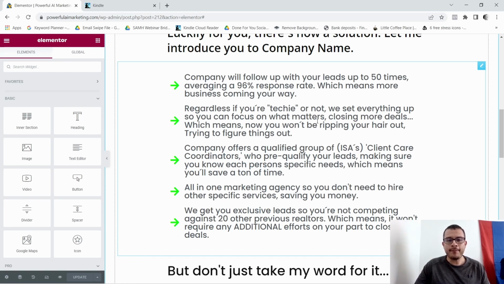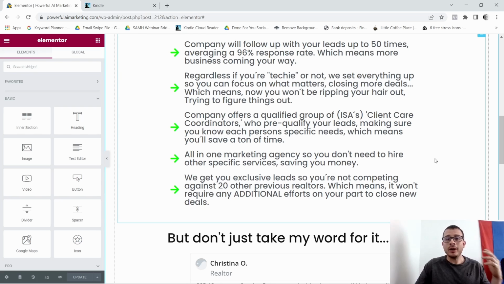So for example, my first one says, company will follow up with your leads up to 50 times, averaging a 96% response rate. So I'm telling people that the company that I'm promoting is going to follow up with the leads up to 50 times. And what that means is that more business is going to come their way. So, of course, what do you think is going to happen if I follow up with a person up to 50 times? They're either going to tell me they're not looking for anything, or maybe they are, right? And then boom, that's when we hand them all over to the realtor.